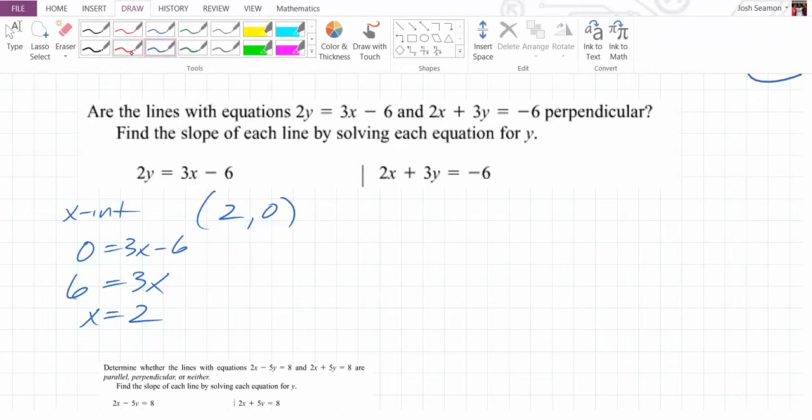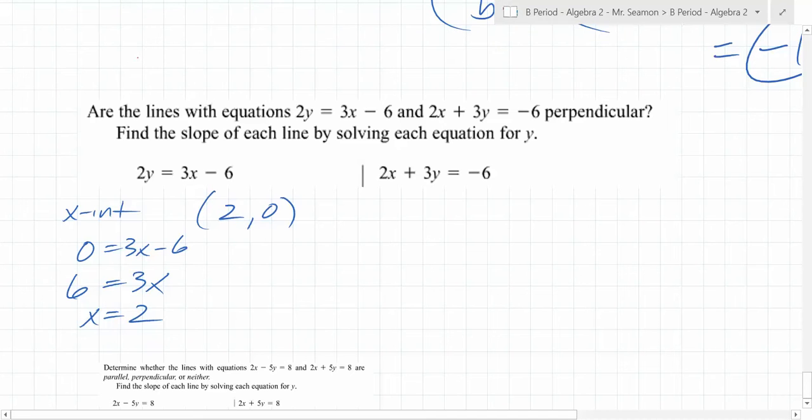Now we need to find the what? No, we have to find the... You have to say intercept. It's not the same thing. You can also do both sides by 2. There's a lot of different things you can do, yes.